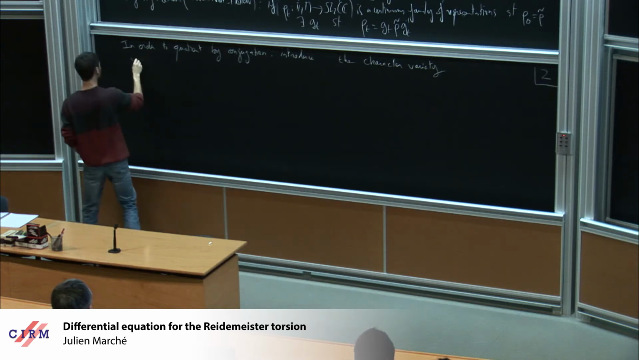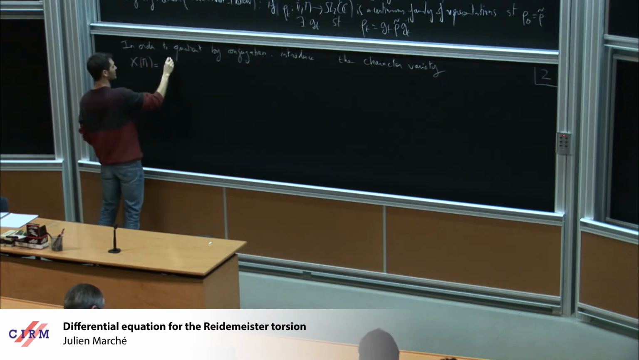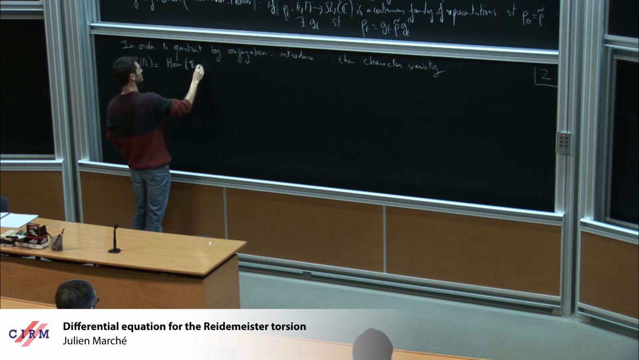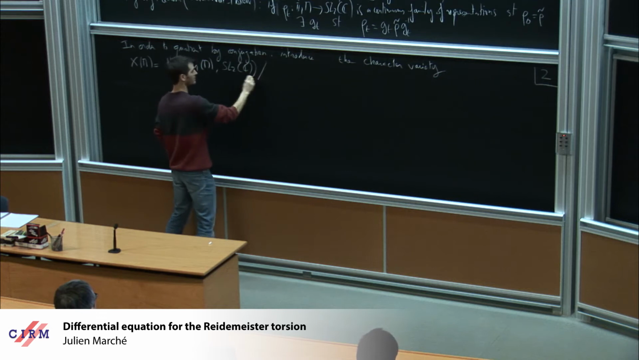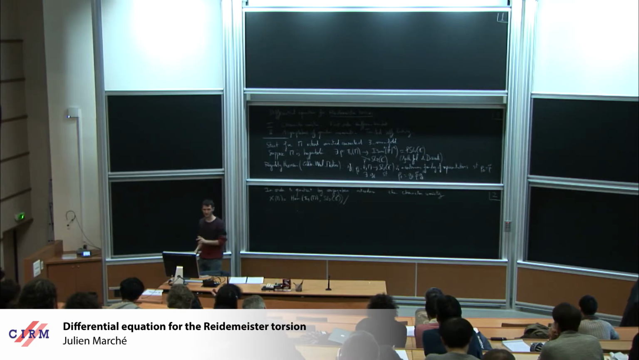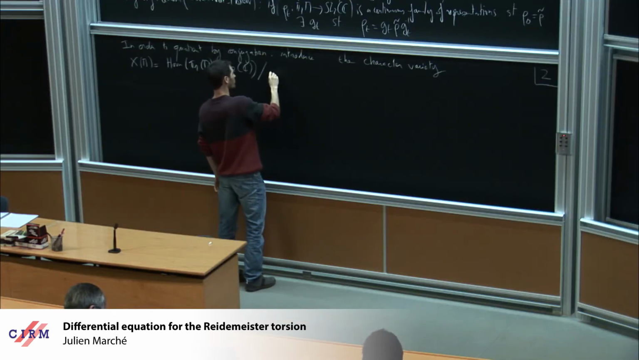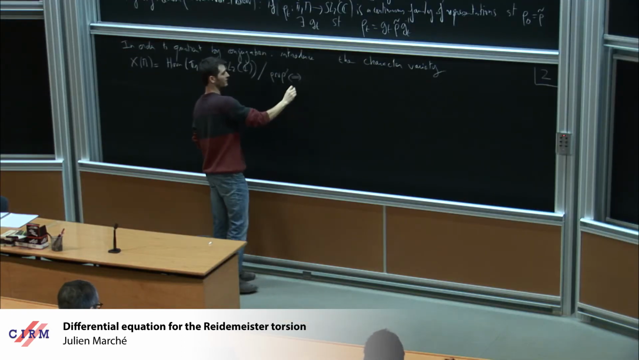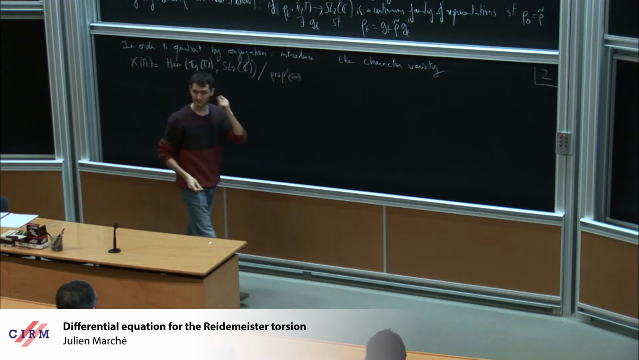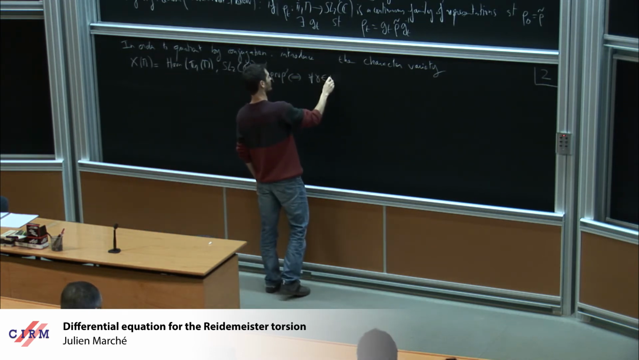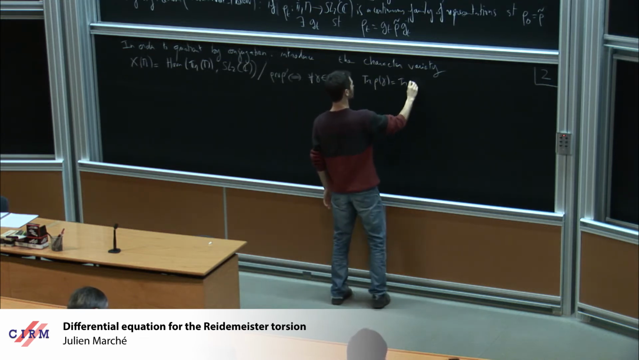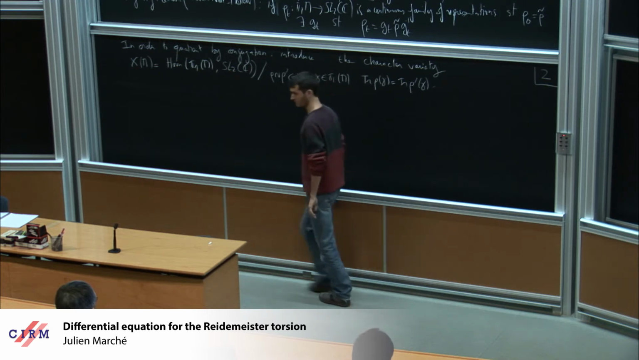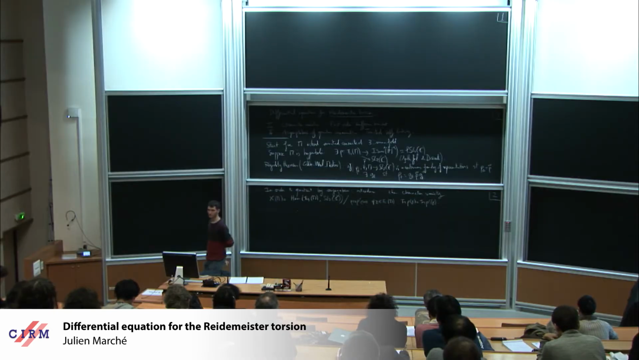So the character variety of M, by definition, will be the set of all representations from pi1 of M to SL2C, divided by some relation which is not precisely conjugation, but something stranger. Rho is equivalent to rho prime if and only if they have the same traces. For any element gamma of pi1 of M, the trace of rho of gamma is equal to the trace of rho prime of gamma. Okay, so that's exactly the quotient we have in mind.